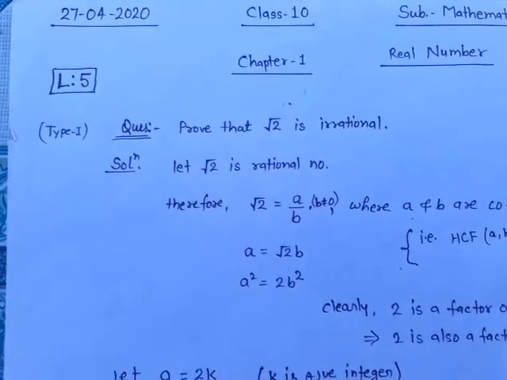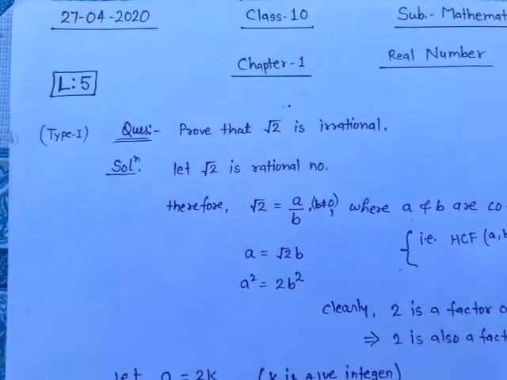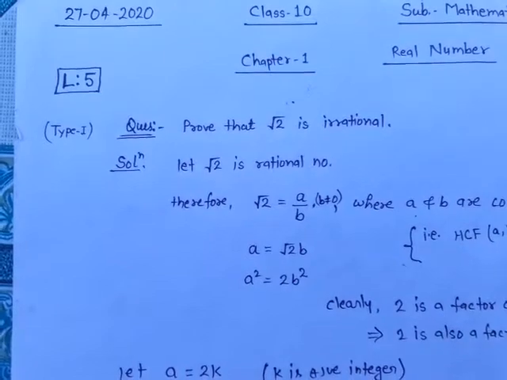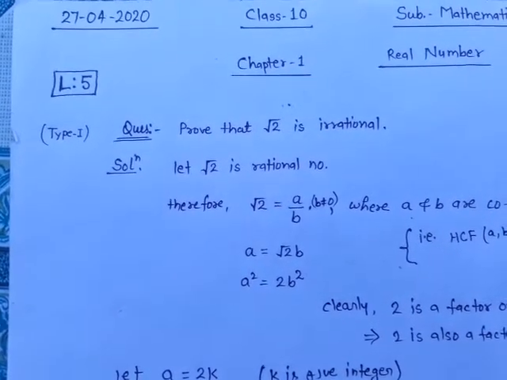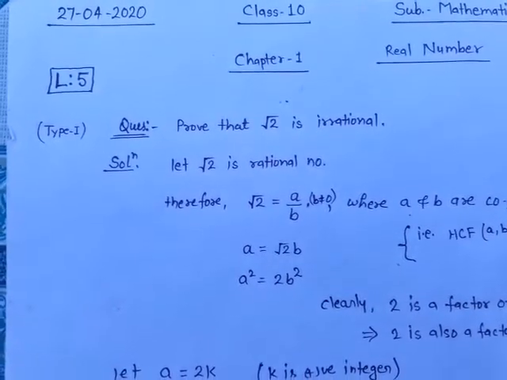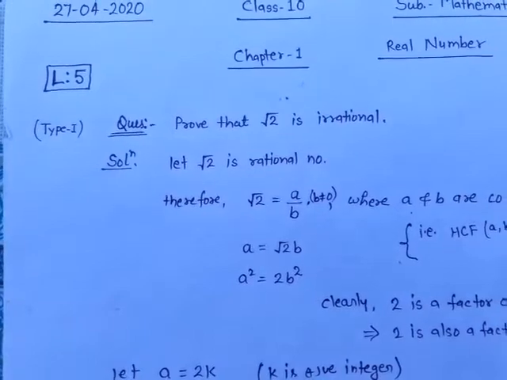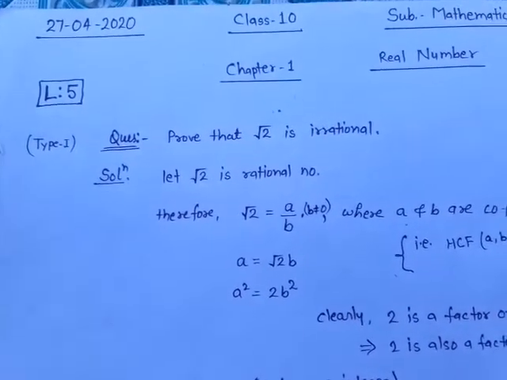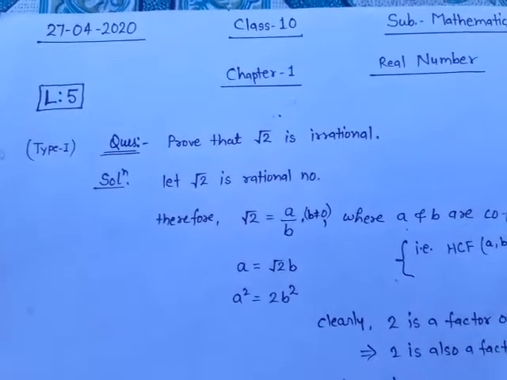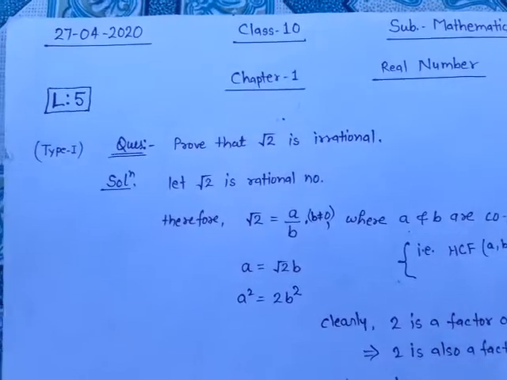Now what is irrational? You studied in class 9, that a number which cannot be expressed in the form of p by q, where q is not equal to 0 and p and q are integers, is said to be an irrational number. Some examples are root 2, root 3, root 5, and so on. Here we prove how they are irrational numbers.